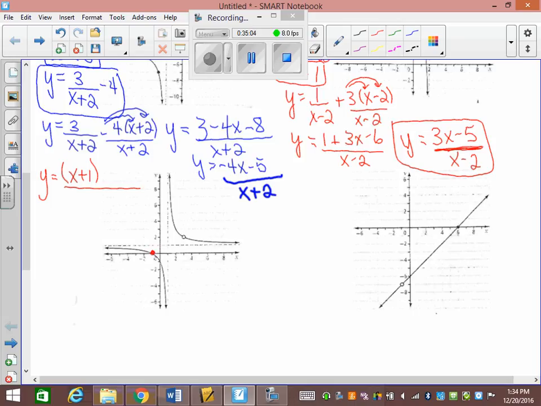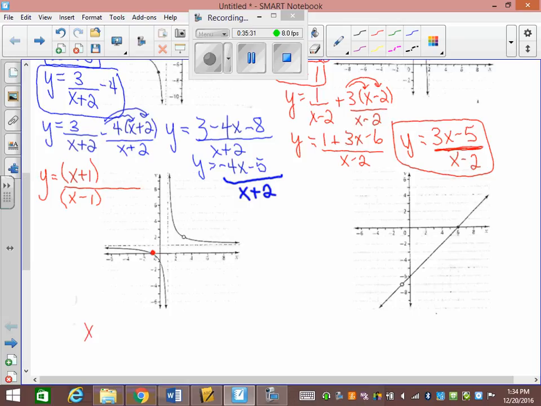What's my vertical asymptote at? X equals 1. So what would it have to have been in the denominator to get x equals 1? Because your vertical asymptote comes from your NPVs, right? So x minus 1 equals 0, x equals 1. You're just solving them backwards.